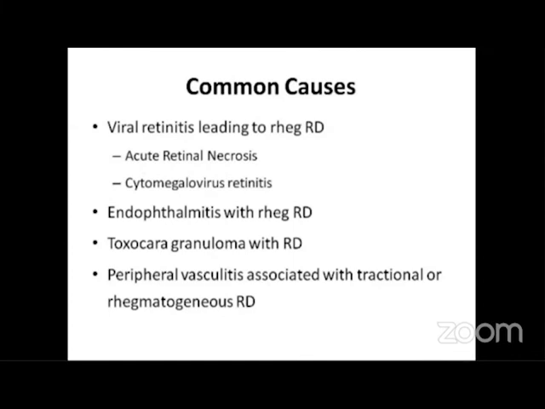Viral retinitis is by far the most common cause of rhegmatogenous retinal detachment due to an inflammatory cause. Acute retinal necrosis and cytomegalovirus retinitis are the most common causes of viral retinitis leading to RD. Endophthalmitis with RD is another common cause of detachment. Sometimes toxocara granulomas can be associated with retinal detachments. A peripheral vasculitis, which is associated with a tractional or rhegmatogenous RD, is quite common.